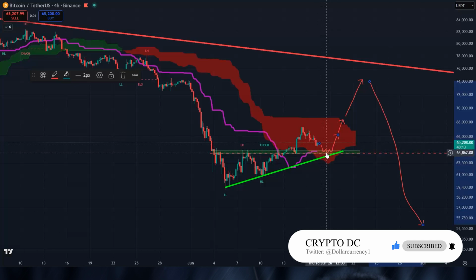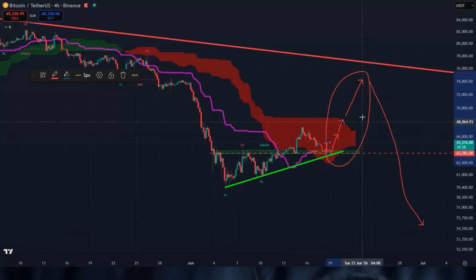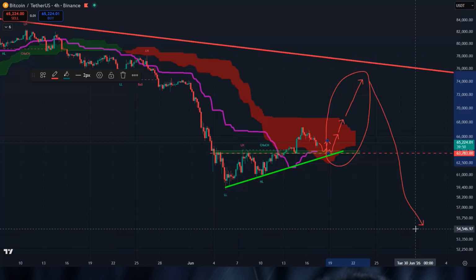If you are a short-term trader, you could look for a short-term bullish structure to trade this area, to long this area. But if you are a long-term trader and you're looking to buy Bitcoin on spot, wait for $54,000, $55,000 to add Bitcoin to your bag.